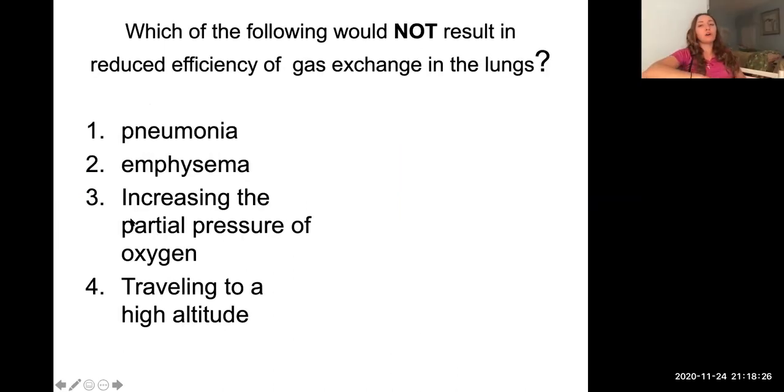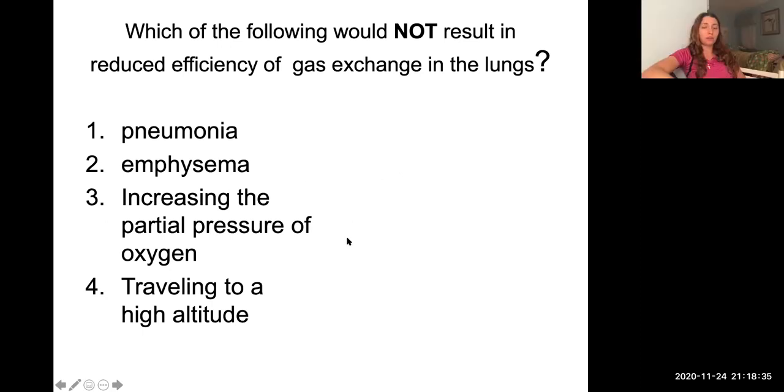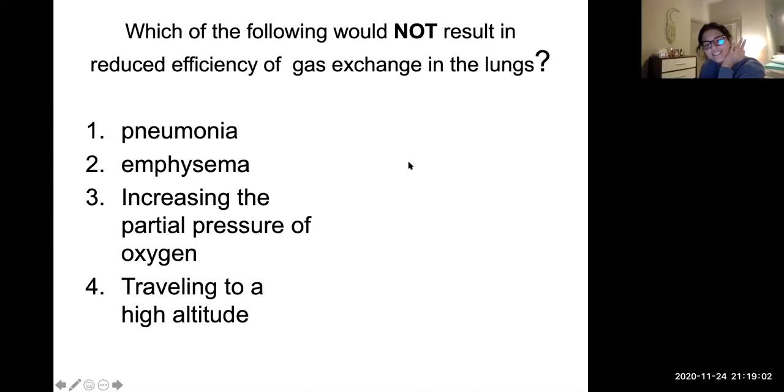Which of the following would not result in a reduced efficiency of gas exchange in the lungs? Don't say it, please. I'm gonna take a minute for this. Pneumonia, emphysema, increasing the partial pressure of oxygen, or traveling to a higher altitude. Which one would not result in reduced efficiency of gas exchange?